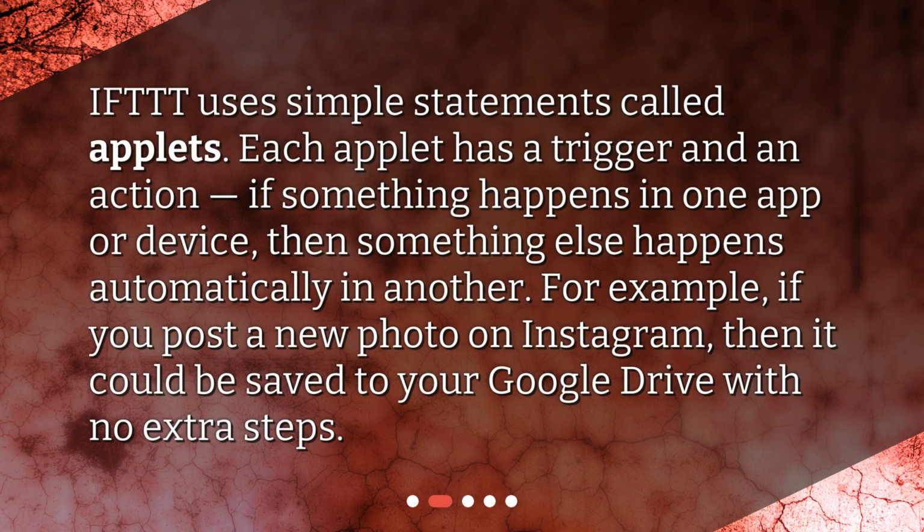How does IFTTT work? IFTTT uses simple statements called applets. Each applet has a trigger and an action. If something happens in one app or device, then something else happens automatically in another. For example, if you post a new photo on Instagram, then it could be saved to your Google Drive with no extra steps.